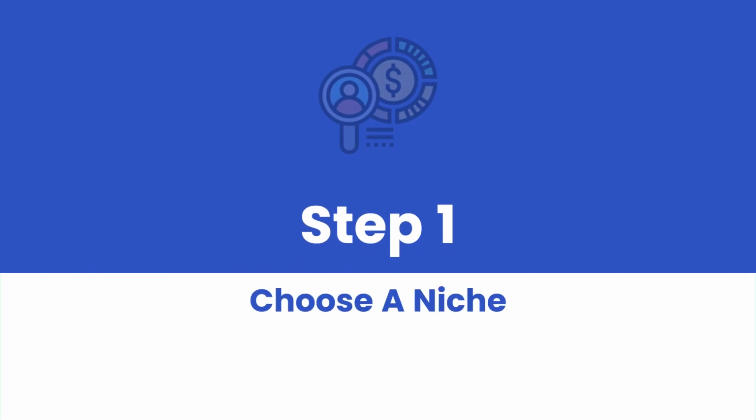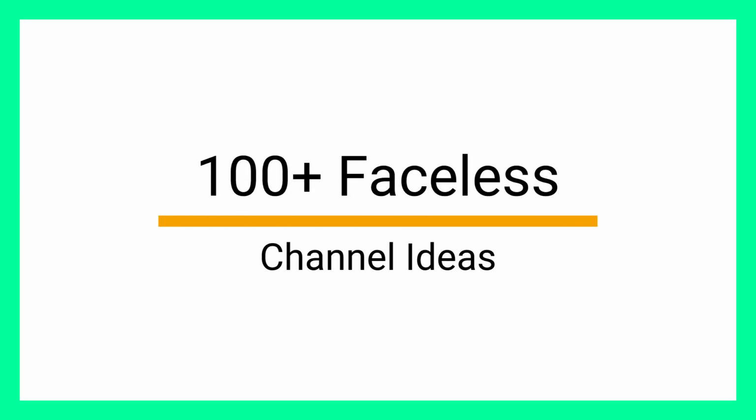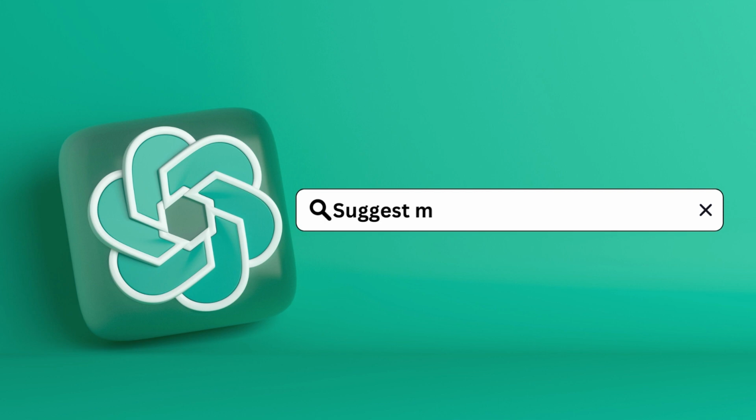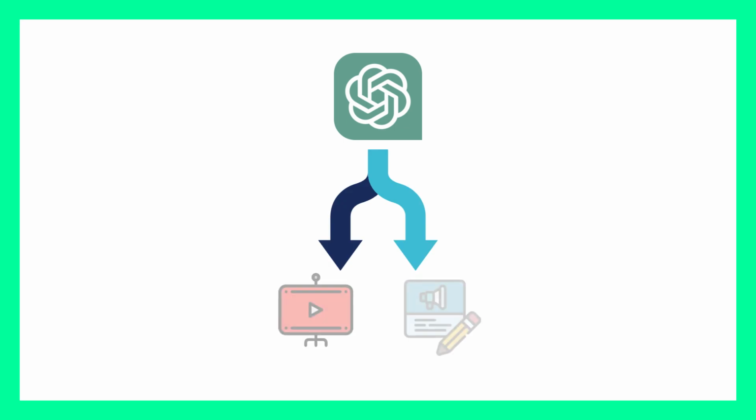First, you need to choose a niche for your channel. There are hundreds of faceless channels available on YouTube that are making thousands of dollars every single month. You can use ChatGPT to get some faceless channel ideas. In fact, you can use ChatGPT to suggest video topics, write your video scripts, and much more.